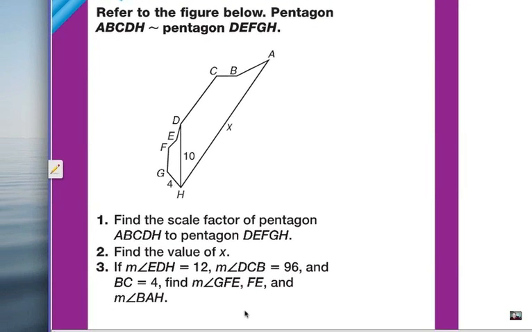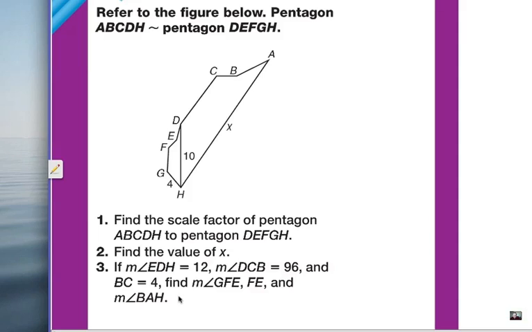I have a diagram here, and it says in the directions, refer to the figure below. Pentagon ABCDH is similar to, and hopefully by now you know that's the similar symbol, Pentagon DEFGH. So the small pentagon is similar to the large pentagon. Number one, find the scale factor from ABCD, that's the large one, to the small one. Number two, find the value of x. And then these questions here about some related angles and sides.